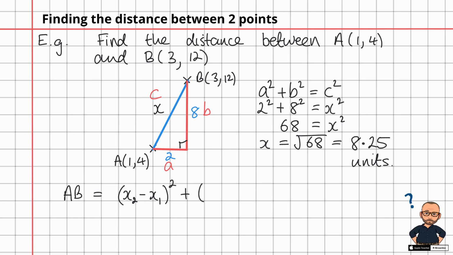And then we do the same for the y coordinates. So it's the difference between the second y coordinate and the first y coordinate, and we square that. So again, that gives me the 12 take away the 4. And sure, that's where the 8 came from, wasn't it? And then we know that the shortcut for Pythagoras is you square, add, and square root. So I need the square root of all of that. So there's a formula for the length of AB.